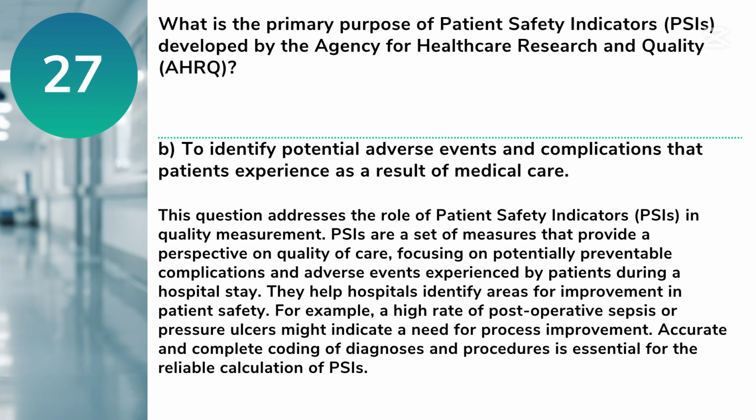This question addresses the role of patient safety indicators, PSIs, in quality measurement. PSIs are a set of measures that provide a perspective on quality of care, focusing on potentially preventable complications and adverse events experienced by patients during a hospital stay. They help hospitals identify areas for improvement in patient safety. For example, a high rate of post-operative sepsis or pressure ulcers might indicate a need for process improvement. Accurate and complete coding of diagnoses and procedures is essential for the reliable calculation of PSIs.